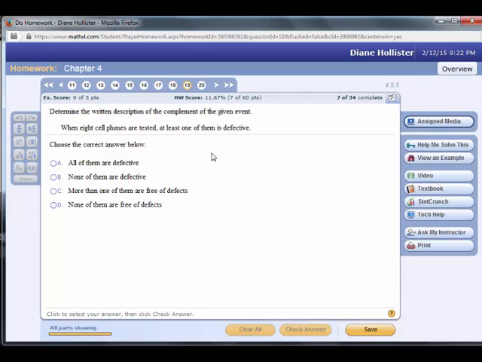On this one, we're looking at the complement, writing the complement for when 8 cell phones are tested, at least 1 is defective. That means 1 or 2 or 3 or 4 or 5 or 6 or 7 or 8 of them are defective. The complement of that would be that none of them are defective, or all of them are free from defects and working fine. The next problem is similar. You have 13 digital pianos and one of them is defective. The complement of that would be that none of them are defective.